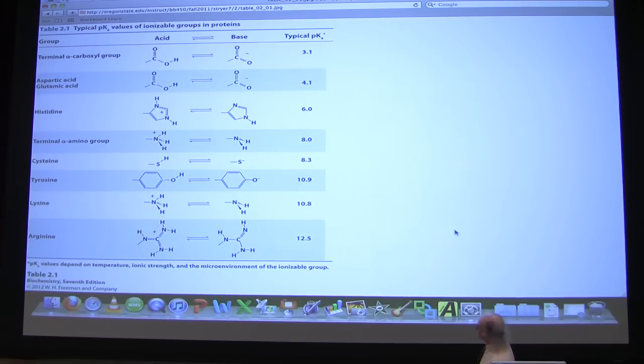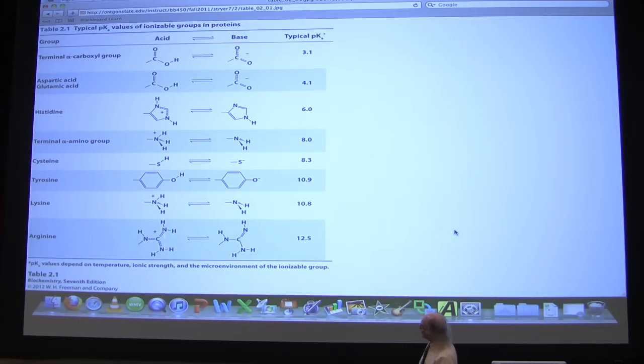Tyrosine has an OH that can go to an O-. It takes a fairly high pH to get that proton off, but it can happen. If I had pH 12, this tyrosine would have a charge like this. Okay? Lysine, of course, is the positively charged polar side chain there. Arginine is even higher. Okay?